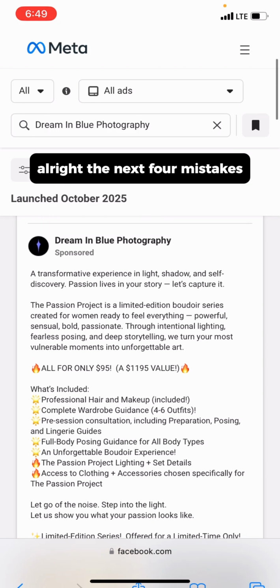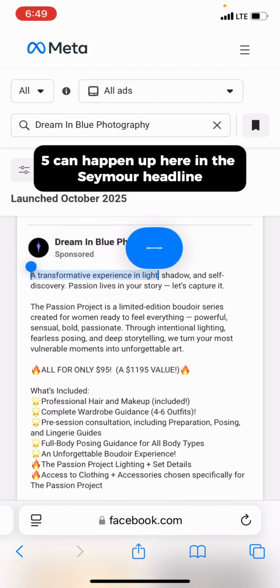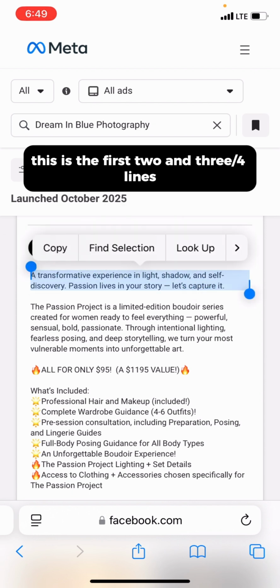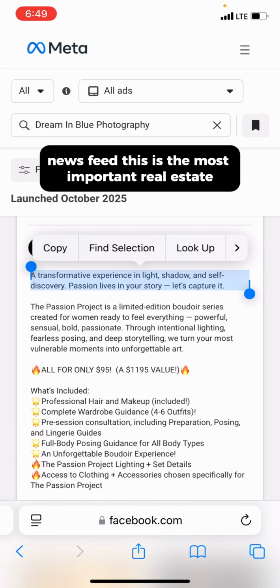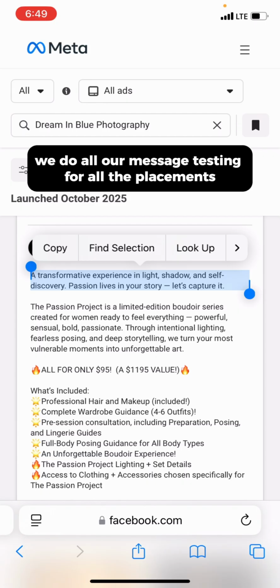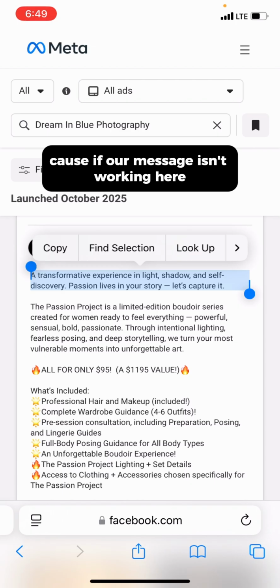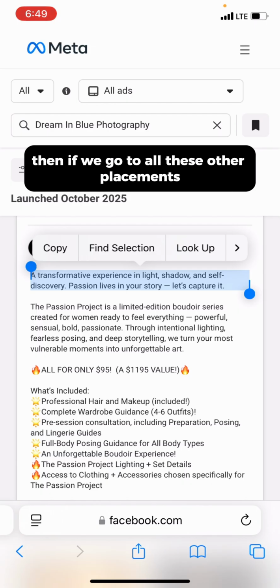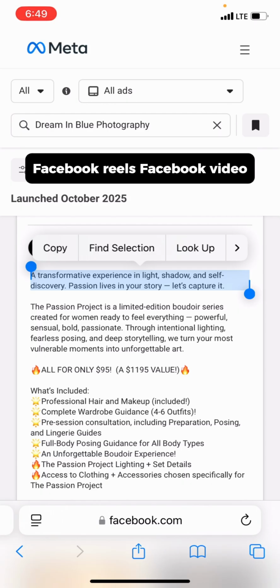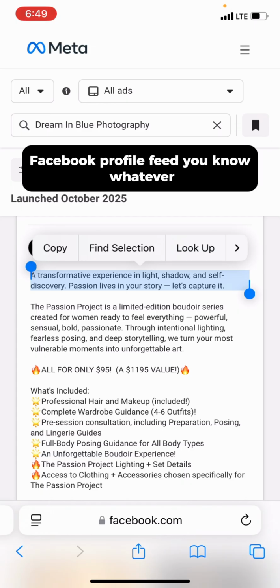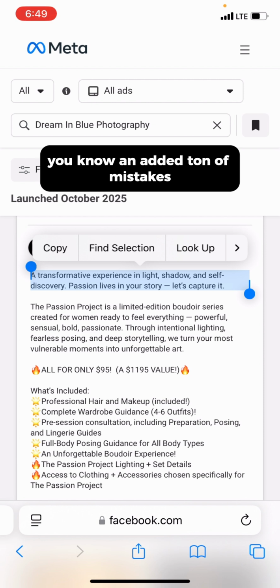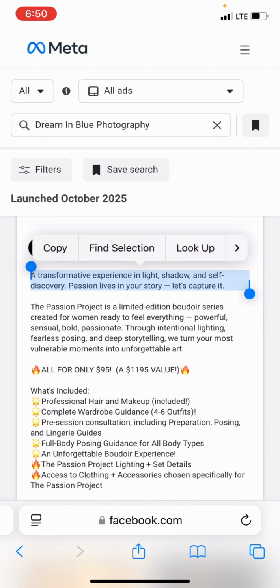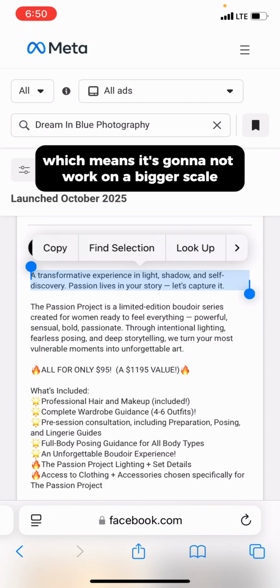All right, the next 4 mistakes, number 2 through 5, can happen up here in the see more headline. This is the first 2 3/4 lines on Facebook mobile newsfeed. This is the most important real estate. This is where we do all our message testing for all the placements. Because if our message isn't working here, and we go to all these other placements, Instagram feed, IG Reels, Facebook video, Facebook profile feed, whatever, and we're scaling an ad with a ton of mistakes, we're scaling a message that doesn't work, which means it's just not going to work on a bigger scale.